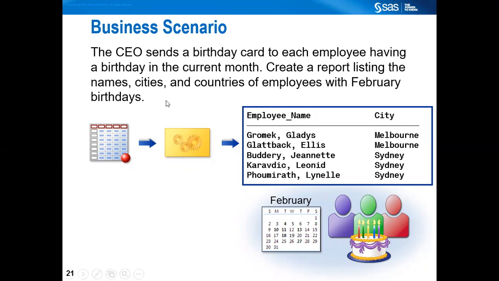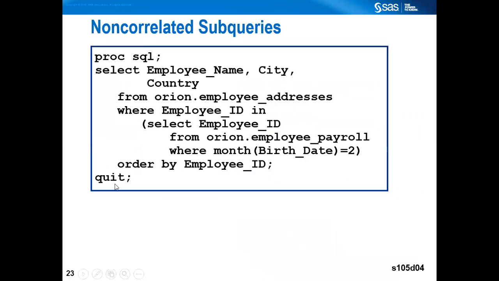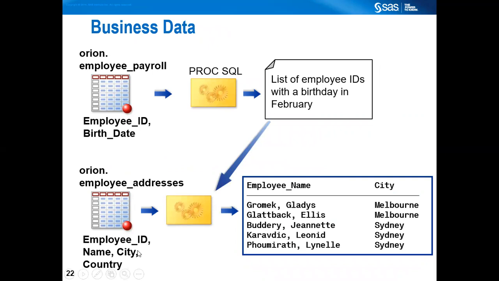Okay. So they are telling you to create a report listing the names, cities, and countries of employees with birth dates in the month of February. For that, you have the information where you have name, city, address coming from address data, correct? So this is address data. You have ID, name, city, country. And if you want to know their birth dates, it will come from your payroll data, where you have employee ID and birth dates. Correct? So you have birth dates.